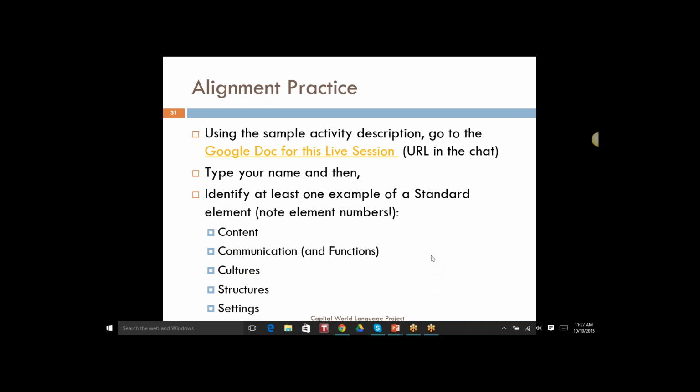The way you would note this is you would write content, and then you would write the element numbers 1.1, cultures 1.2, et cetera, et cetera. If you just go 1.1, 1.2, they all have the same numbers. So you have to specify which of the 5 areas it is and then the number that you're referring to. Okay? Any questions on that?